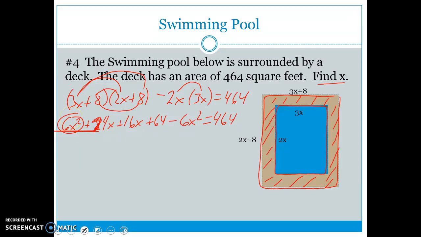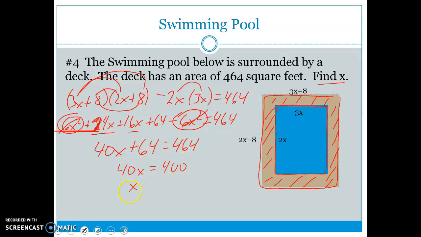So let's simplify things here. We have 6x squared minus 6x squared. Those cancel each other out. We have 24x plus 16x. 24x plus 16x is 40x plus 64 equals 464. So if I subtract 64 from both sides, I'm going to get 40x equals 400. If I divide by 40, x is 10.